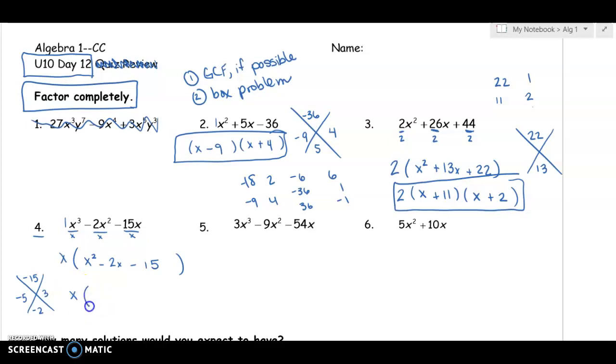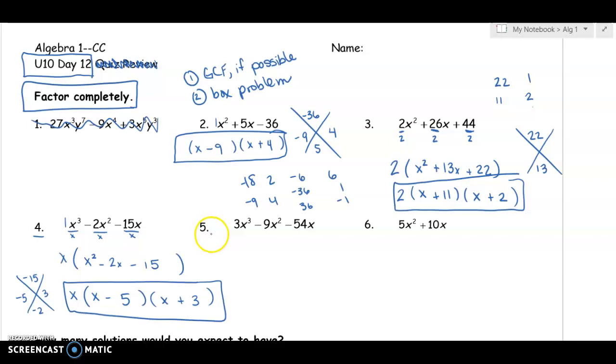So you have your GCF out in front, two sets of parentheses. We're going to have an x at the front of both of them. Negative 5 means minus 5. Positive 3 means plus 3. And then there you go.